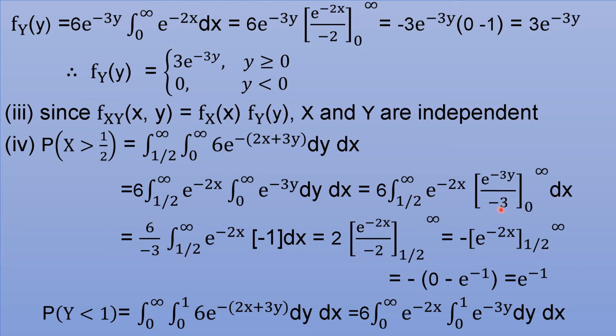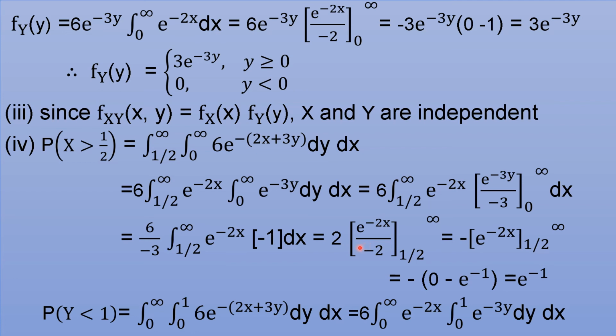Now 6 divided by minus 3. Integral from half to infinity e power minus 2x. Difference of this e power minus 3y at infinity and 0: e power minus infinity will be 0 minus e power 0 will be 1. 0 minus 1 is minus 1. So now there are two negative signs. So 6 by minus 3 into minus 1 means positive. 6 by 3, 2. Integration of e power minus 2x with respect to x means e power minus 2x by minus 2, difference at the upper limit infinity, lower limit half.